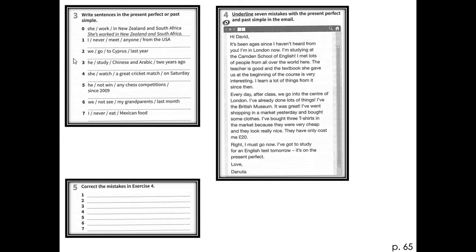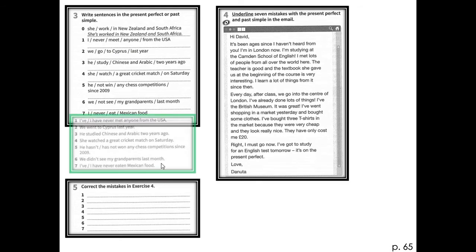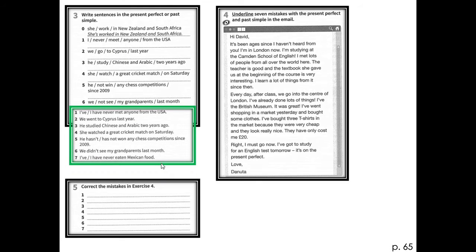Okay, number one here, talking about your experience. But this one here says never, that means you've not experienced it before. The answer should be, I've never met anyone from the USA. Right? Number two, so you have we go to Cyprus last year. Alright, there is a time expression here, last year, and it's done already. You went, okay, go change to went. Okay, so you went on a trip, went to this place, had a good time, and then you came back. So it becomes we went to Cyprus last year.